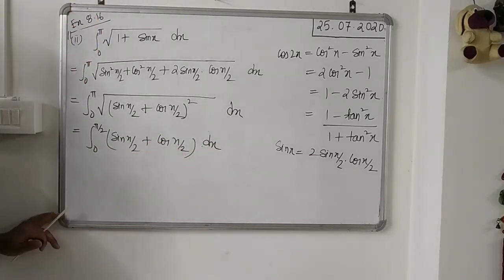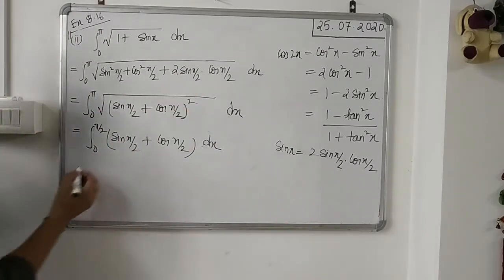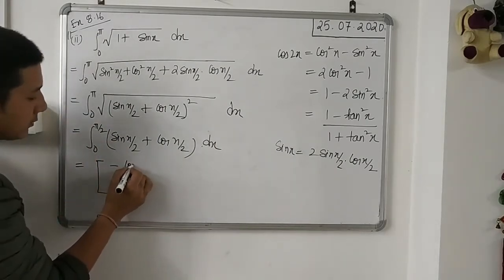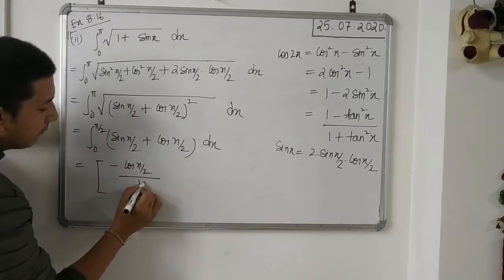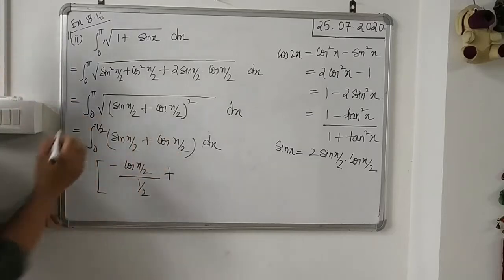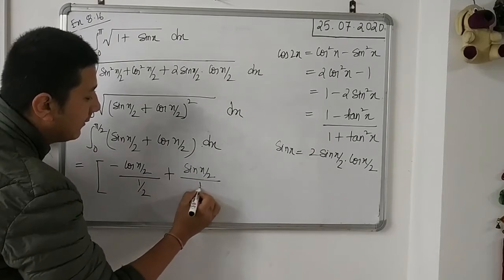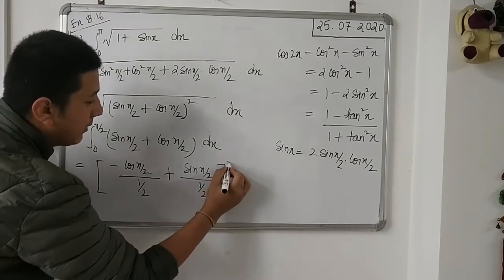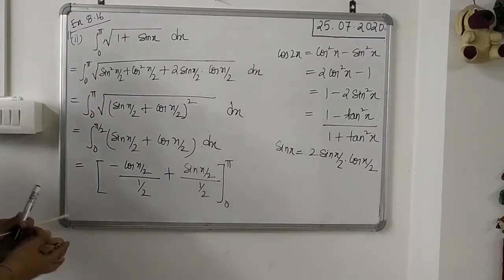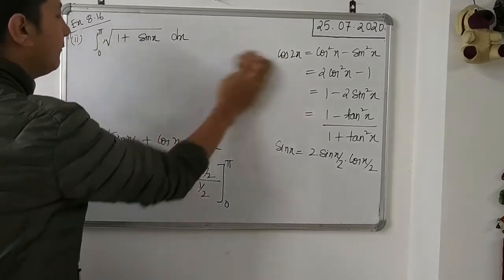Now what we need to do is integrate sine x by 2 and cos x by 2 within the box bracket and then put the upper limit and lower limit. Integration of sine x by 2 is minus cos x by 2 divided by half. I hope you're clear why it is half. Plus integration of cos x by 2 is sine x by 2 divided by half again, from 0 to pi. Pause the video, please copy it till here and move to the next part.